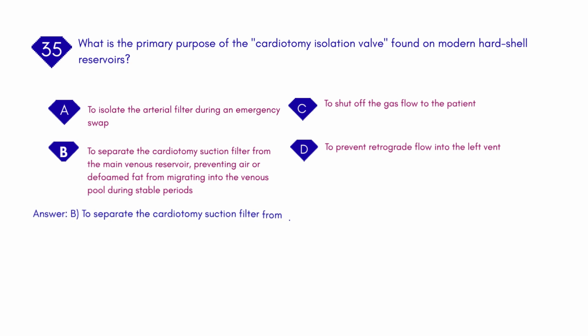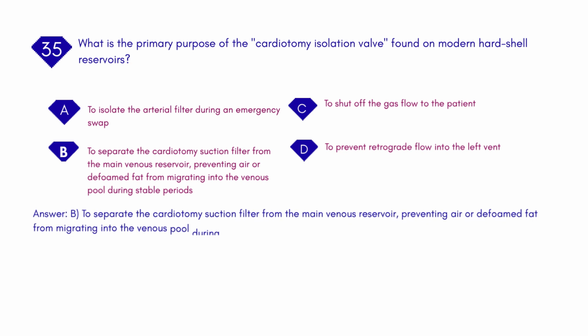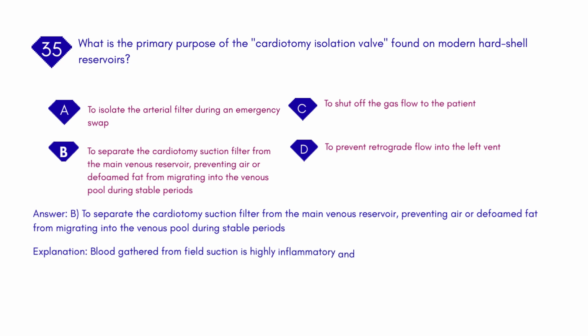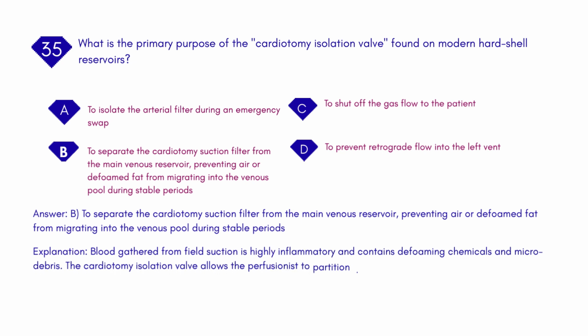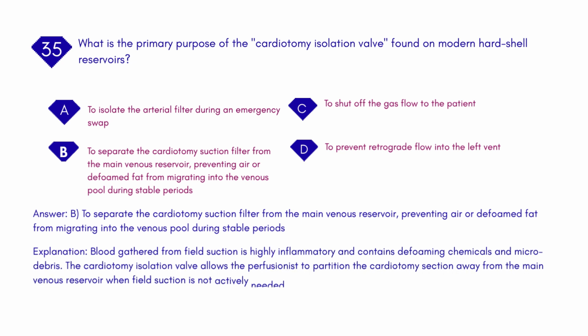Answer: B. To separate the cardiotomy suction filter from the main venous reservoir, preventing air or defoamed fat from migrating into the venous pool during stable periods. Explanation: Blood gathered from field suction is highly inflammatory and contains defoaming chemicals and microdebris. The cardiotomy isolation valve allows the perfusionist to partition the cardiotomy section away from the main venous reservoir when field suction is not actively needed, minimizing the patient's continuous exposure to processed, activated shed blood.